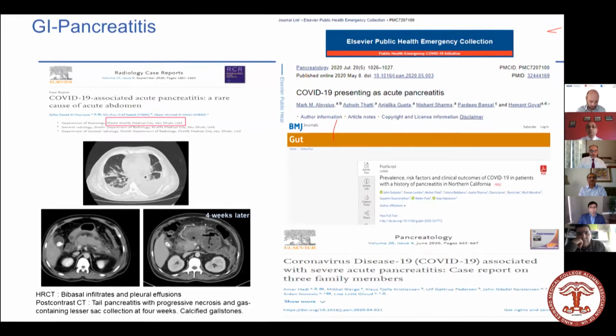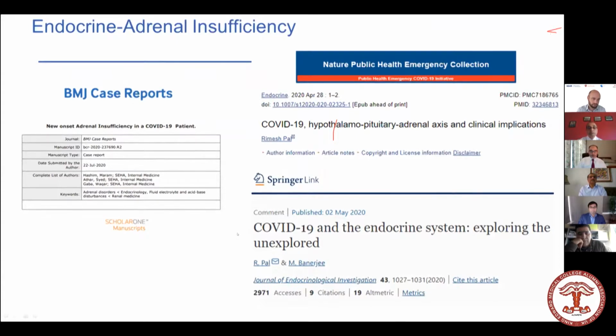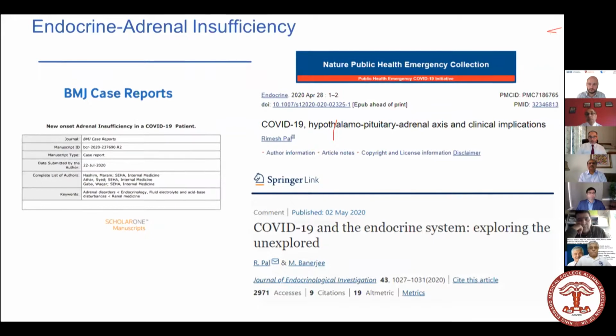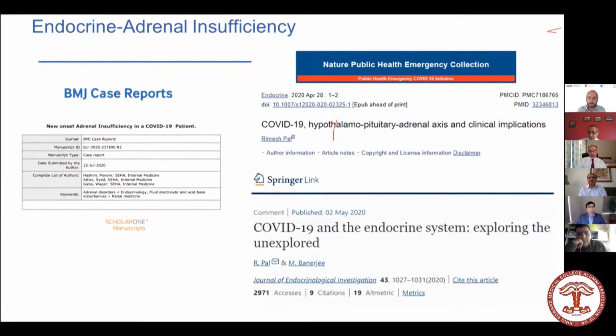Now, moving on to endocrine. We have a few cases where they have presented with this, as other viruses like the SARS virus have been noticed to have some effect on the hypothalamic-pituitary-adrenal axis and somehow present as adrenal insufficiency. So we had a similar case and we submitted it to BMJ again. Again, a common COVID symptom presentation, but found to have severe adrenal insufficiency.